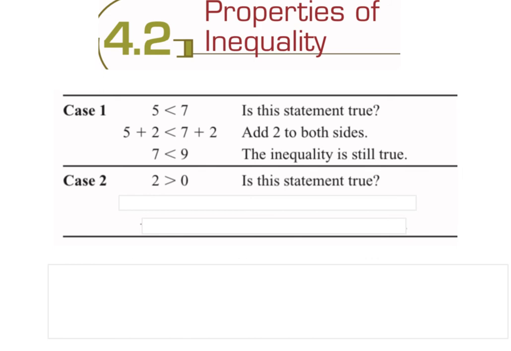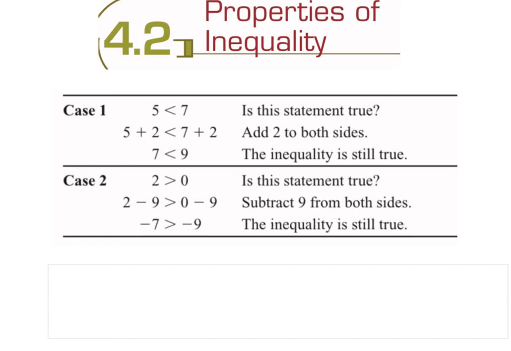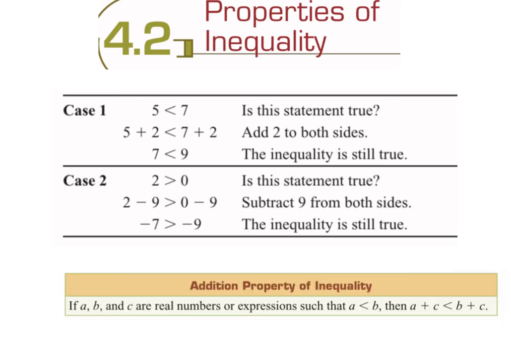2 is greater than 0. That is a true statement. So then what happens if we subtract 9 from both sides? Well, we're going to get -7 is greater than -9. Is that a true statement? Yes. And so the rule here is exactly like the rule for equalities.